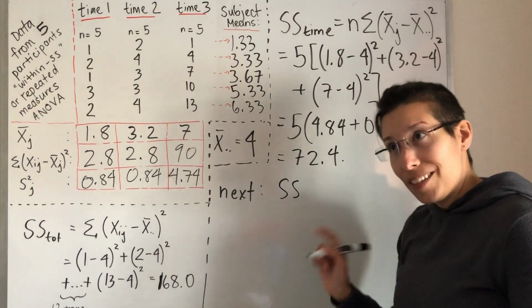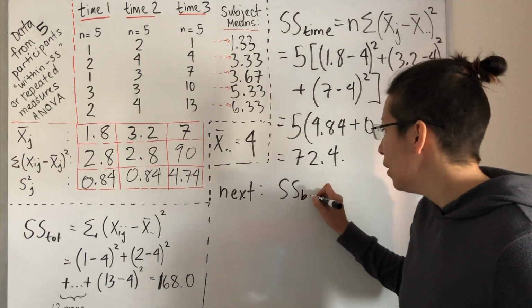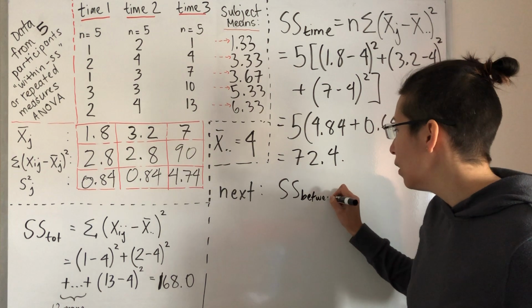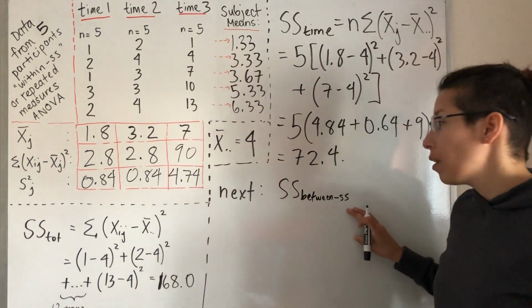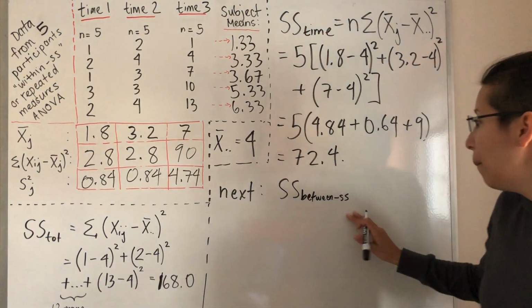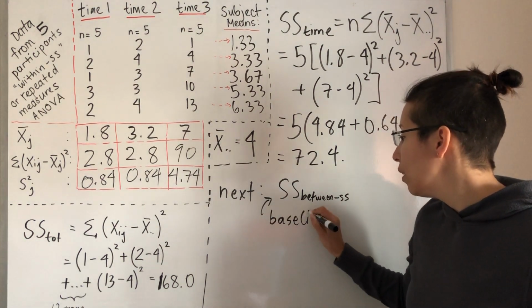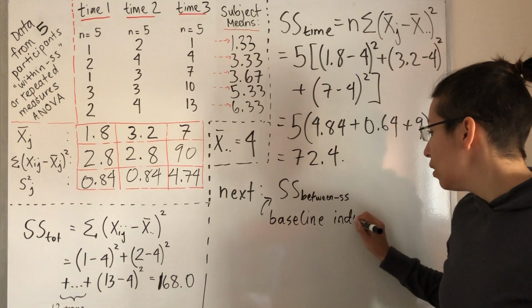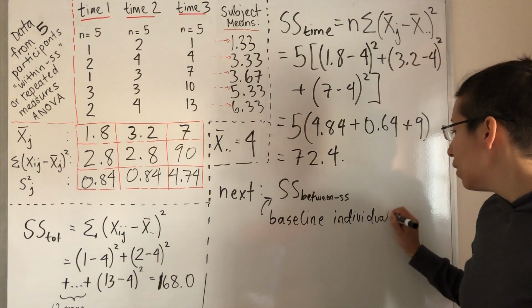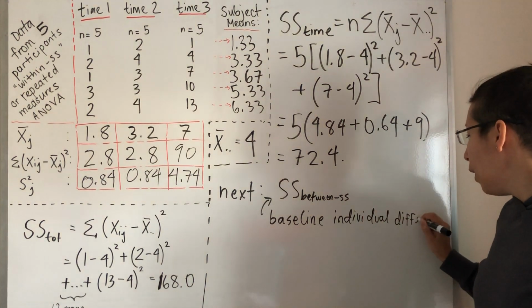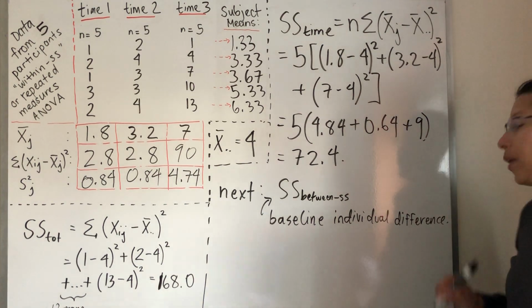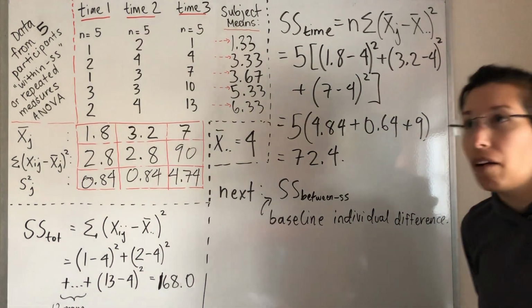There are various ways, again, to denote this. The between subjects could be one subscript to use. This is just the baseline individual differences.